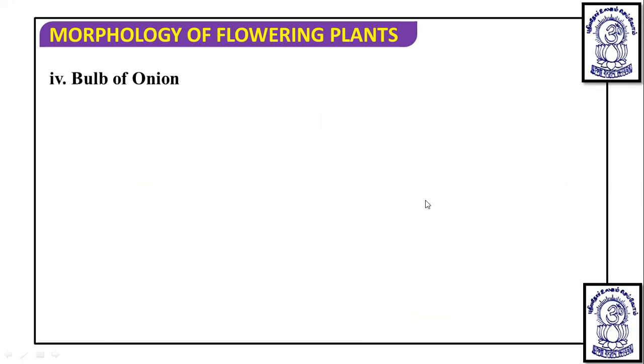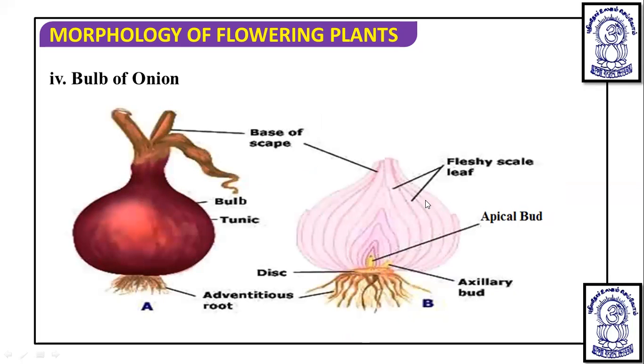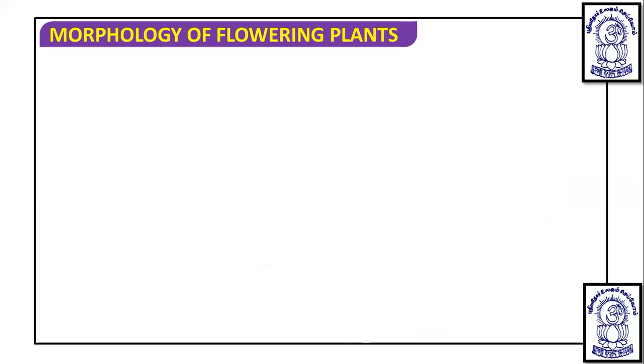After this, the last modification of underground stem is a bulb, and this bulb is seen in onion. If we want to describe this bulb, then we understand that a bulb is defined as a reduced, disc shaped stem, and this reduced disc shaped stem is covered by leaves.